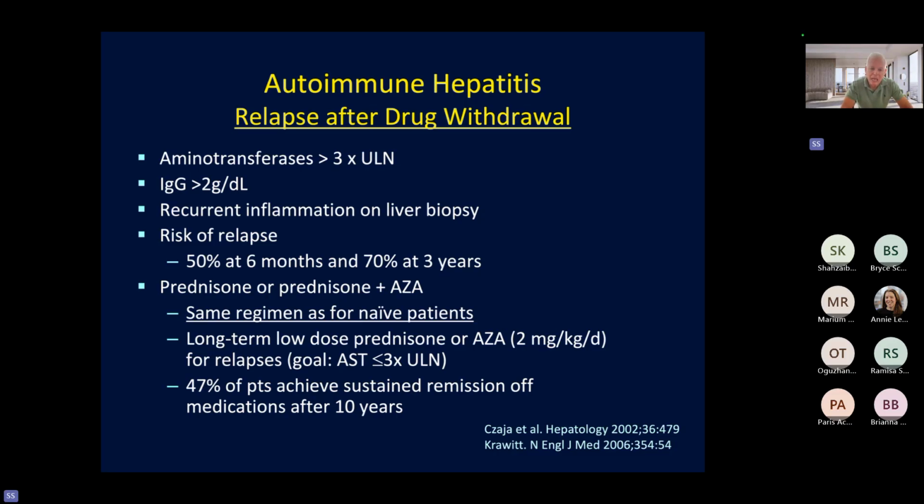When patients relapse, you start them off on the same regimen as for naive patients. Again, the combination of prednisone and azathioprine. These patients, however, will stay on low-dose prednisone and/or azathioprine even beyond when they appear to go into remission the second time. Of these patients who relapse, eventually almost half of them will achieve a sustained remission off medications after 10 years.